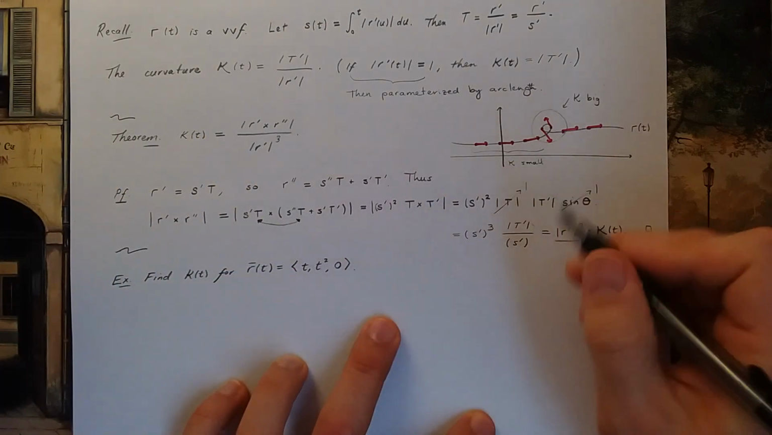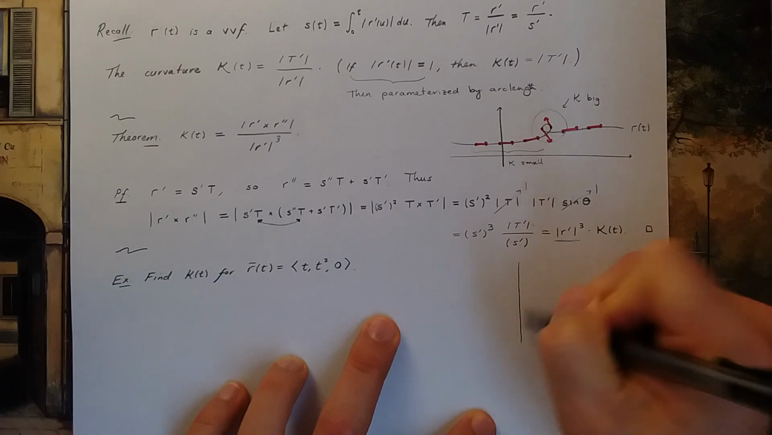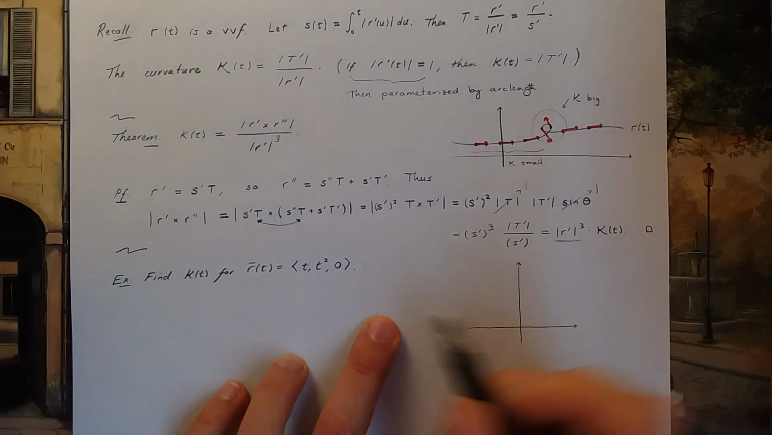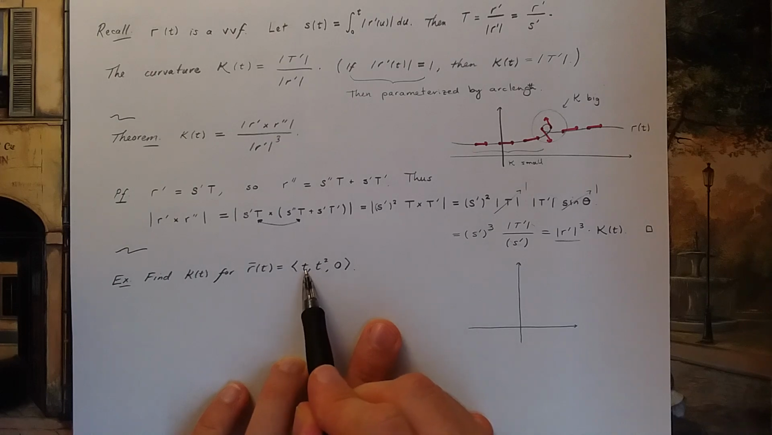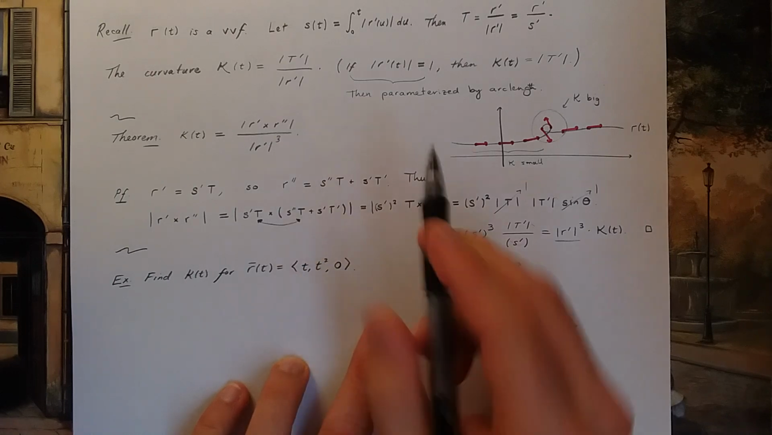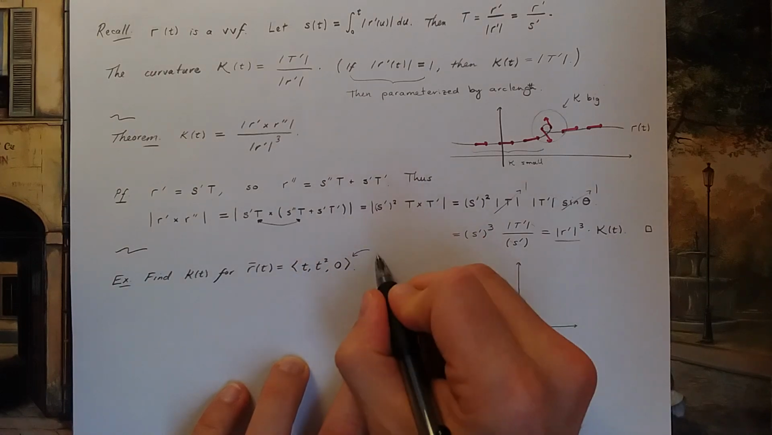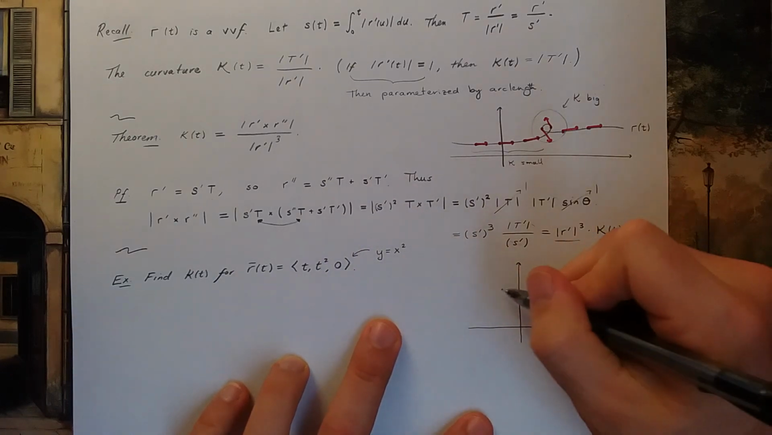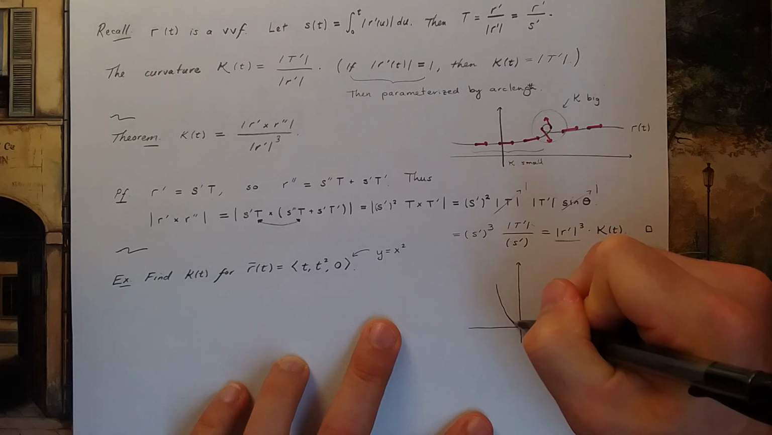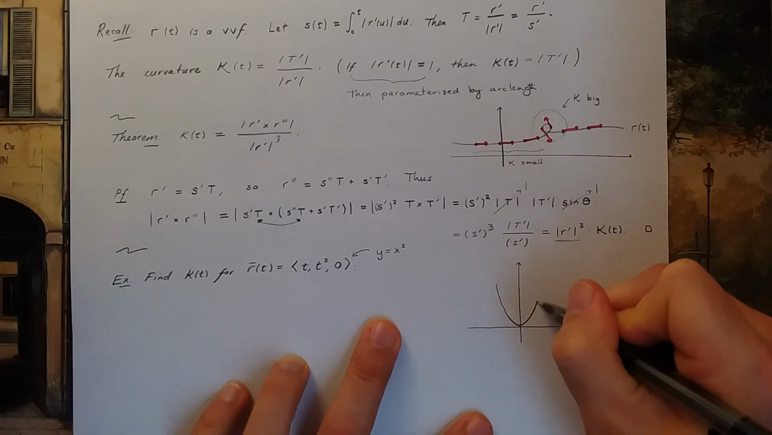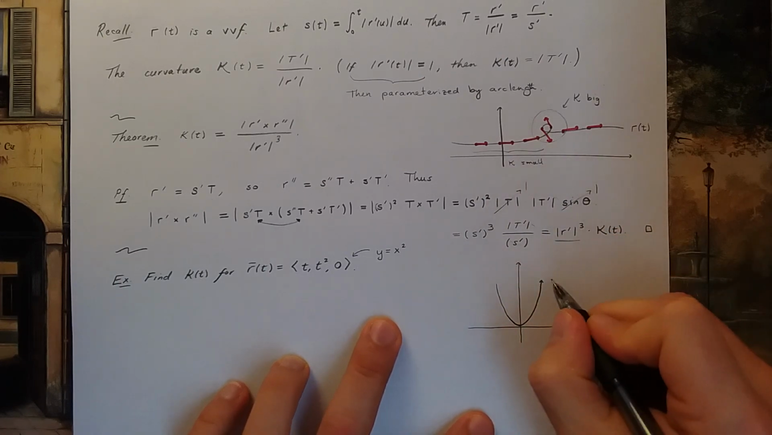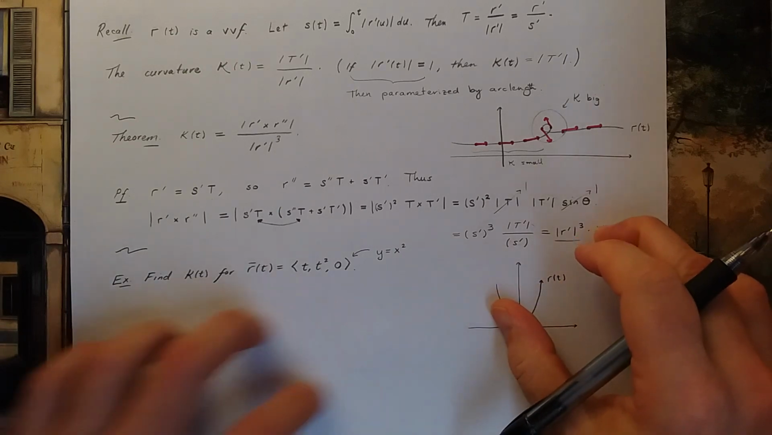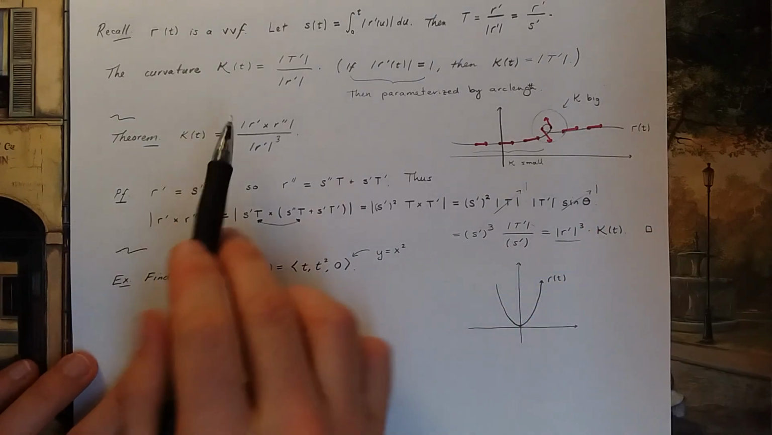So the curve I'm describing here is nothing more than a parabola. This says x could be equal to t and y could be t squared. In other words, y is equal to x squared. The basic shape of a parabola. So here's my vector valued function r of t. Let's find the curvature using this.